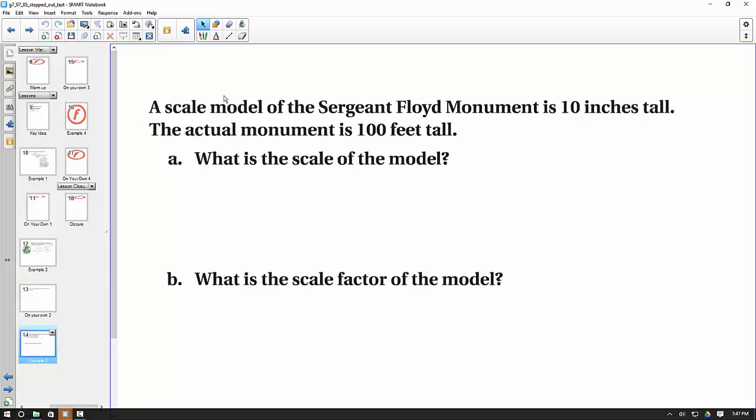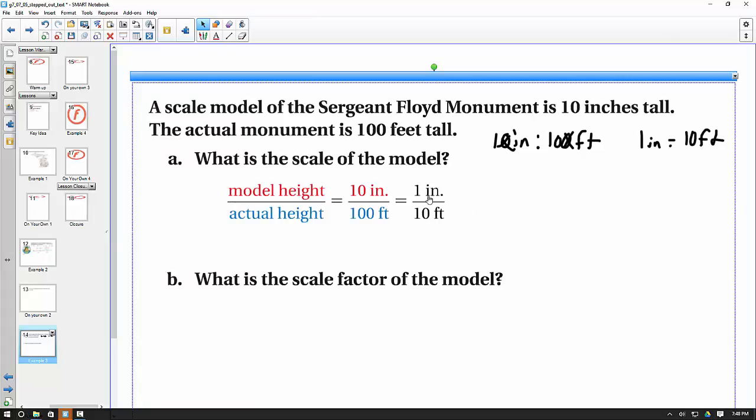All right, so this next one says the scale model of Sergeant Floyd Monument is 10 inches tall, and the actual monument is 100 feet tall. So what's the scale of this model? Well, I know it's 10 inches to 100 feet. So let's write this down here. So I'll say 10 inches to 100 feet. But can I simplify that at all? So I can kind of take off a 0 here and take off a 0 here, and I'll have 1 inch equals 10 feet. And that's what I get here. 1 inch equals 10 feet.